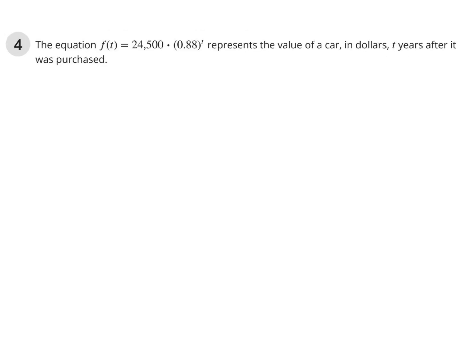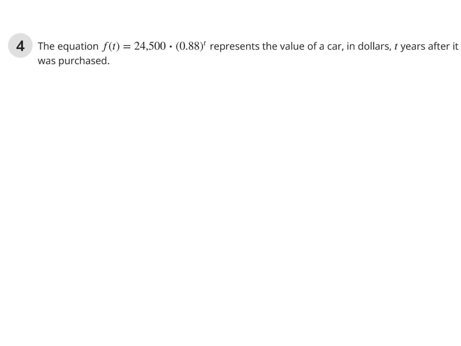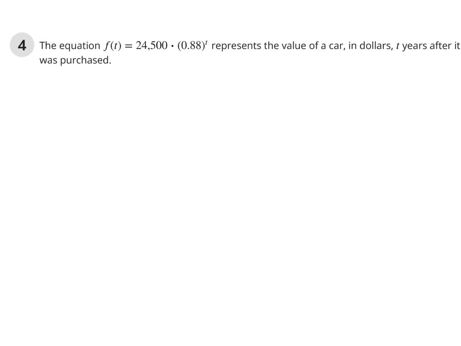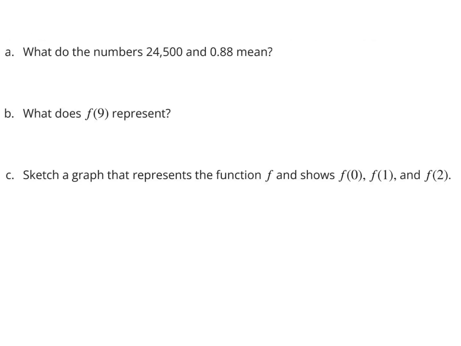Okay, so let's look at this. We have an equation. Our car started off at $24,500. It is worth 88% of its original value each year after it was purchased. So, what is our question here? What does the number 24,500 mean? 24,500 is our A, the original price of the car at year 0, or when we bought it.